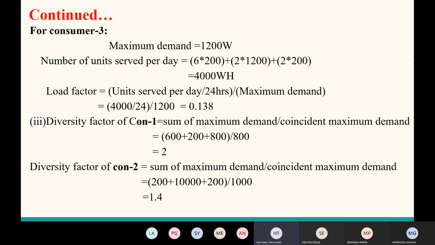In a similar manner, diversity factor of consumer 2. In consumer 2, individual maximum demands are 200 plus 1000 plus 200. Not 10,000, only 1000. So 200 plus 1000 plus 200 divided by maximum demand of the station 1000. Its value is 1.4.